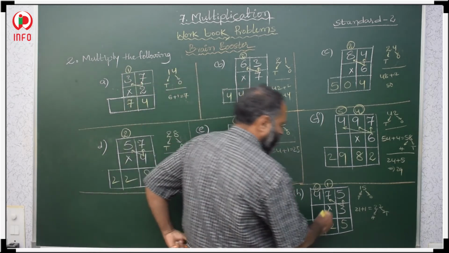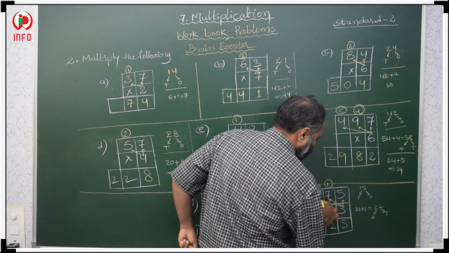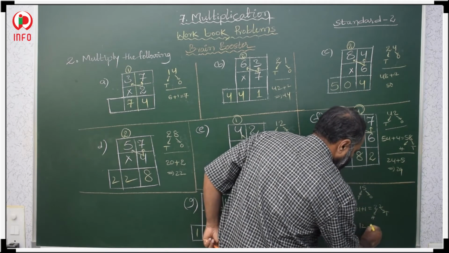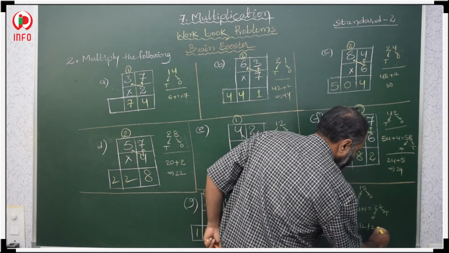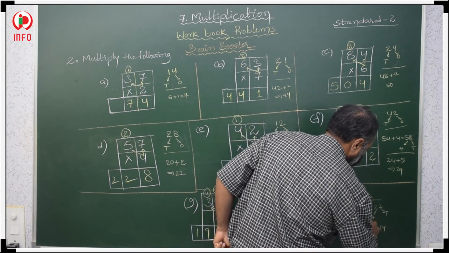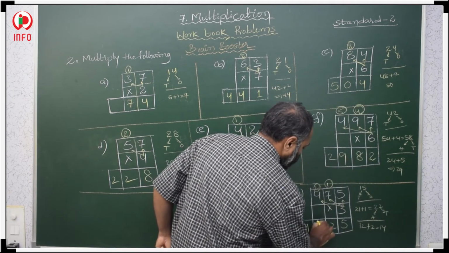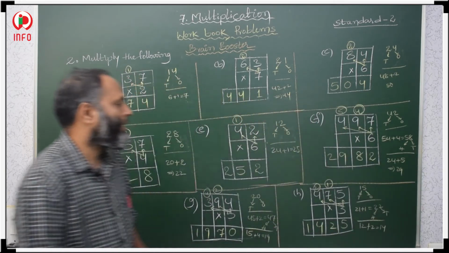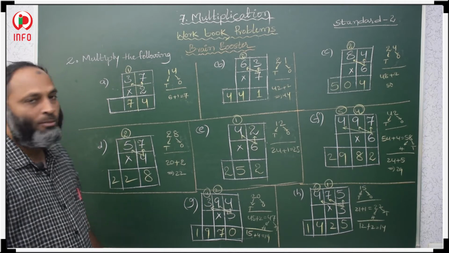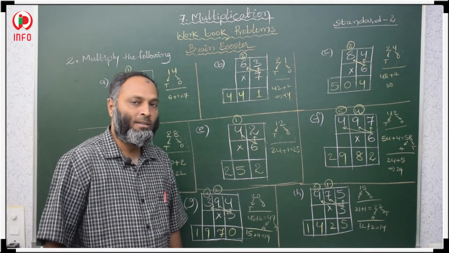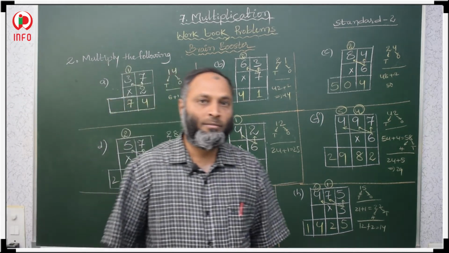Now, 3 with 4, 3 fours are 12. 12 plus 2, 14. This is the first step, second step, 14 we have to write. This is the product. In this, one more question is there. That question you do as your home assignment.